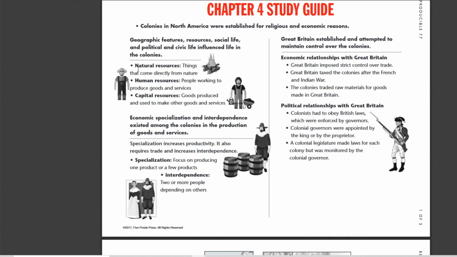But first, let's review some terms that we should know. This is from Chapter 2, actually: natural resources, things that come from nature. Human resources, people working to produce goods and services. Capital resources, goods produced and used to make other goods and services. We already know that, but this will have to do with what we're going to be doing in the colonies now. The other two terms that we really should remember are specialization and interdependence.